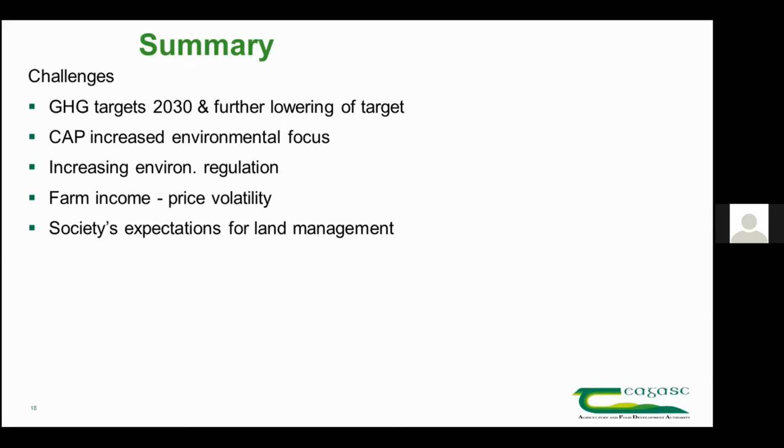So in summary, we have a lot of challenges. We have targets both in terms of greenhouse gas emissions and ammonia emissions. The CAP has, of course, increased environmental focus, and there is increased environmental regulation, both EU and national, coming on stream. There are also going to be challenges in the future with price volatility. We've got challenges at the moment with COVID and probably with Brexit coming down the line, which is going to introduce a level of economic uncertainty in the short to medium term, and also society's expectation for the stewardship and management of the land is changing as well.